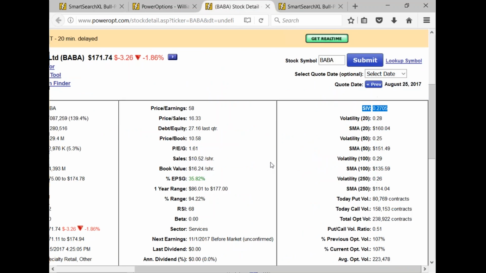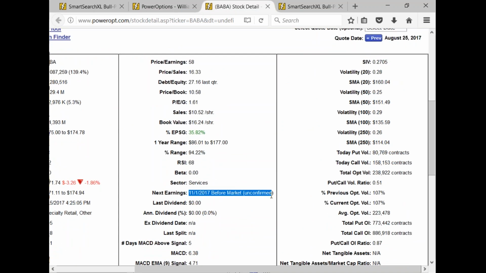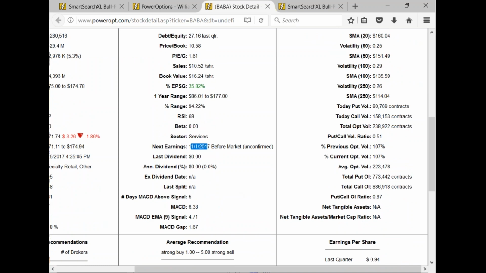But let's go back to the stock detail. Last earnings were on 11.1, so we could assume that maybe around 8.1 or 8.3. So maybe this actually came out before the earnings. It was a different movement that was related to that as well. Okay. All right. Let's see here.